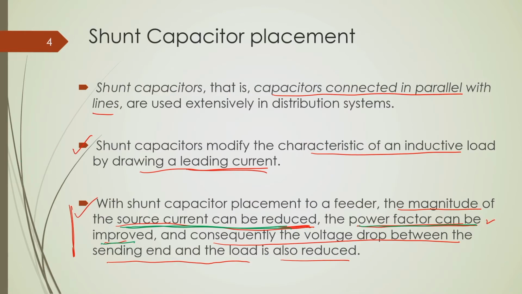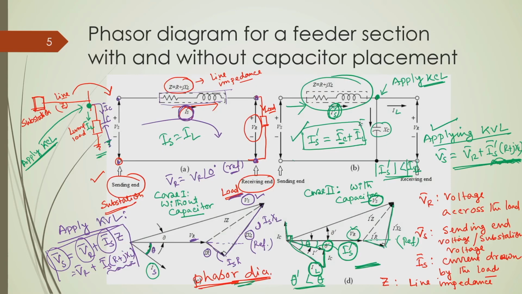But apart from that, we also have lower voltage drop. Why lower voltage drop? Because you have seen this voltage drop basically depends upon I multiplied by Z, and Z remains constant, because it is the line parameter. Once a line is built, Z will remain constant. Now, if this I is reduced, the voltage drop can be reduced.